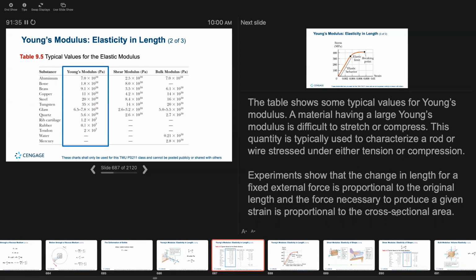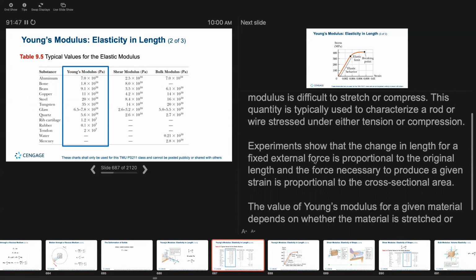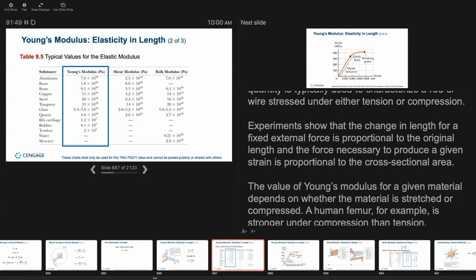The table shows some typical values for Young's modulus. A material having a large Young's modulus is difficult to stretch or compress. The quantity is typically used to characterize a rod or a wire stressed under either tension or compression. Experiments show that the change in length for a fixed external force is proportional to the original length, and the force necessary to produce a given strain is proportional to the cross-sectional area. The value of Young's modulus for a given material depends on whether the material is stretched or compressed. A human femur, for example, is stronger under compression than tension.